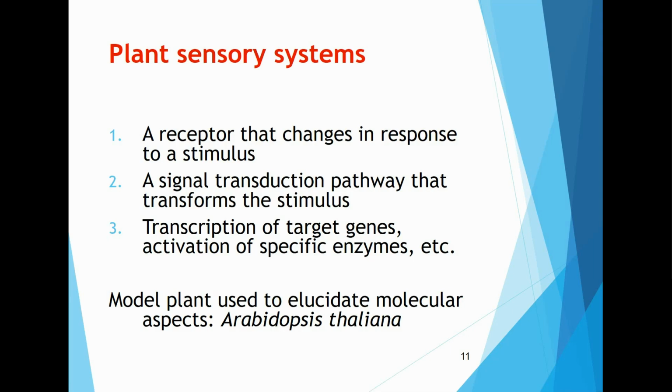Okay, 3 stages. A receptor that changes in response to a stimulus. It sends a signal transduction pathway to transform the stimulus from accepting it to a hormone. That hormone is then sent to the specific targeted genes, and it activates whatever it needs to activate. It's biochemical or cellular responses.